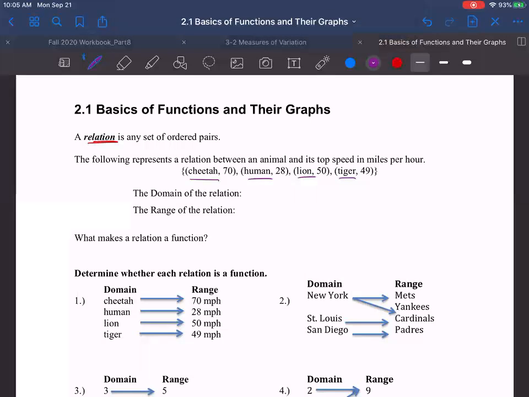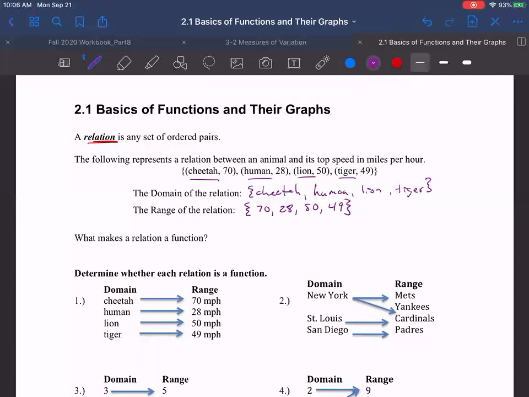All right, and so what we have here is cheetah, human, lion, and tiger. And then we have our range, which is essentially all of our outputs, which is the things that correspond to them. You say cheetah and the output is 70. Human, 28. Lion, 50. Tiger, 49. And so then that's what we end up getting there for all of our relations.